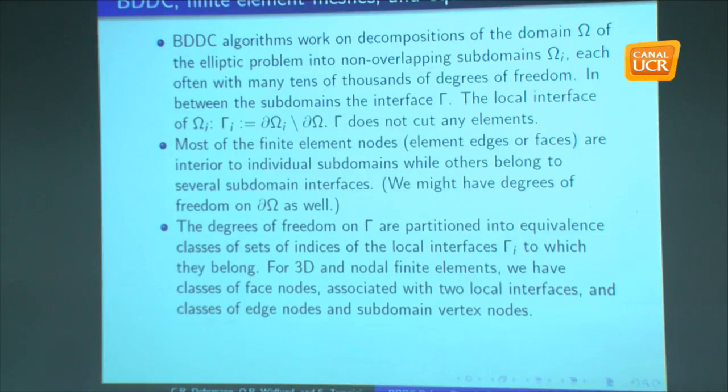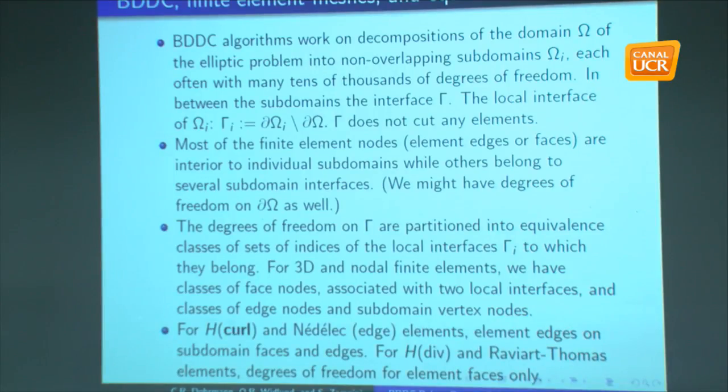So the degrees of freedom on this interface are partitioned into equivalence classes, which are sets of indices. We look at the node on the interface and ask, to which set of boundaries of subdomains does it belong? And that gives us an equivalence relationship. So for 3D nodal finite elements, we will have classes of face nodes, which are associated with just two local interfaces, and classes of edge nodes and subdomain vertex nodes, which typically are associated with more. This is very important.